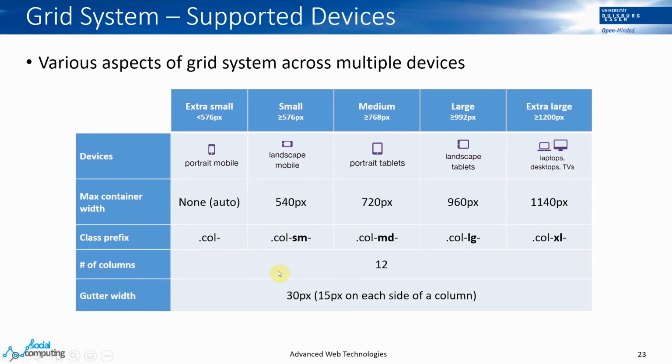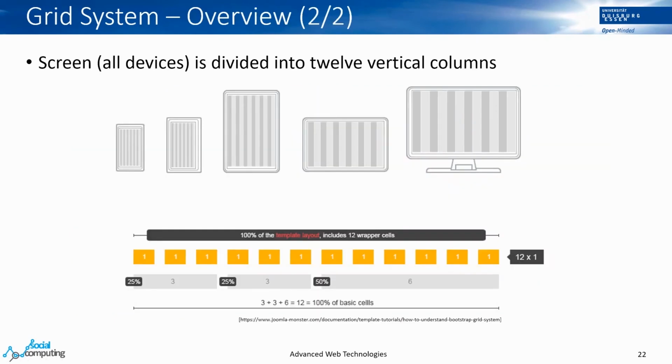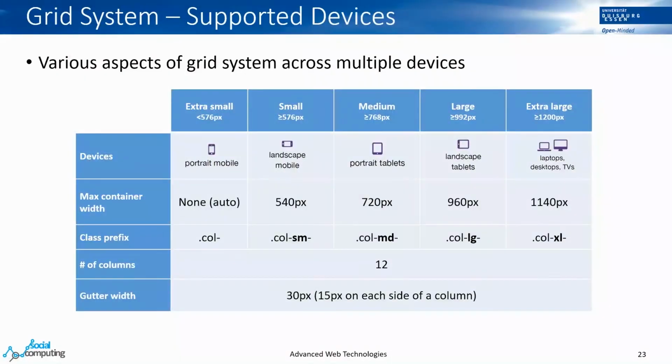And the number of columns, as I mentioned, the whole screen is divided into 12 columns, and there is a kind of gutter width, which is a space between each column. For example, in the previous slide, there is a space between each of the cells, and this space is called gutter width. It is hard coded to be 30 pixels, so 15 pixels on each side of the column. This allows you to have an elegant space between content, so that the content of two different columns does not touch each other.